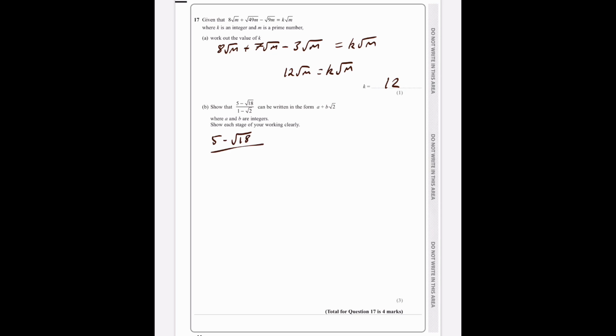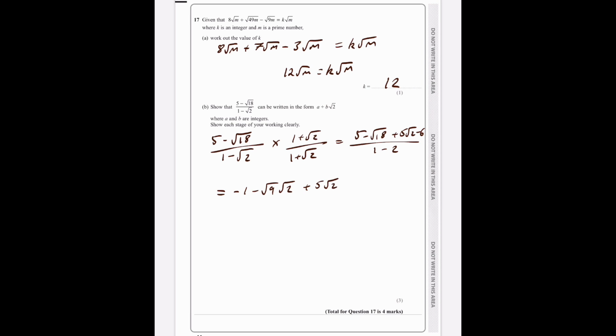For B, it's rationalizing the denominator. We multiply by the conjugate pair, so we've got a 1 minus root 2 on the denominator, so I'm going to multiply by 1 plus root 2 over 1 plus root 2, which is a fraction equivalent to 1, so it doesn't change the value of our answer, just the way it looks. Doing a double bracket expansion at the top, just make sure you're doing it carefully. Because it's a show that question, and it even says show each stage of your working clearly.